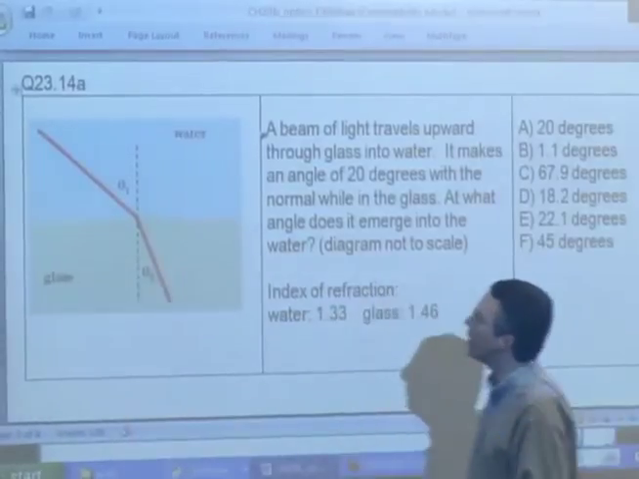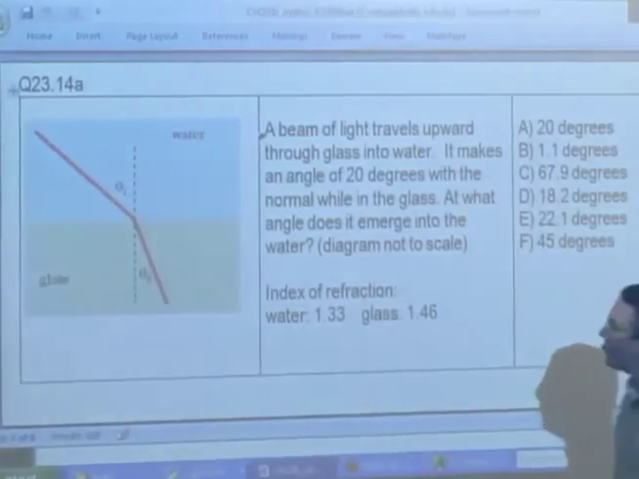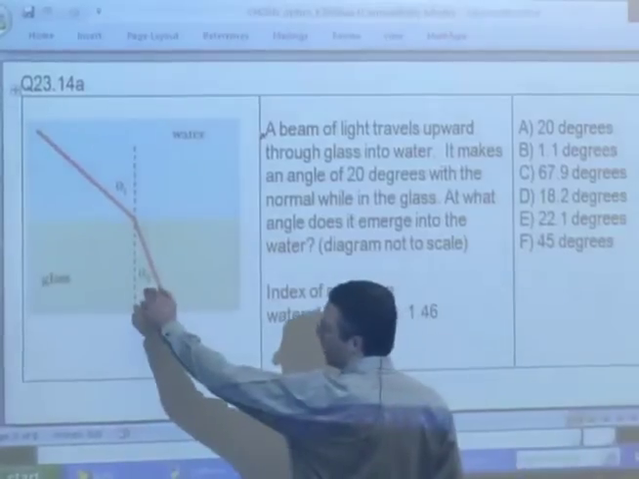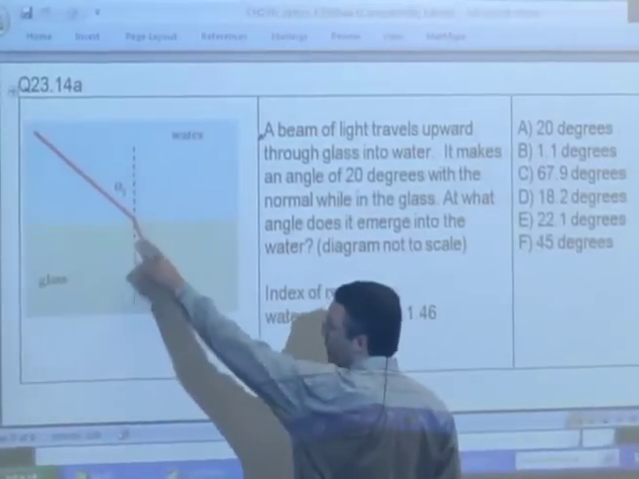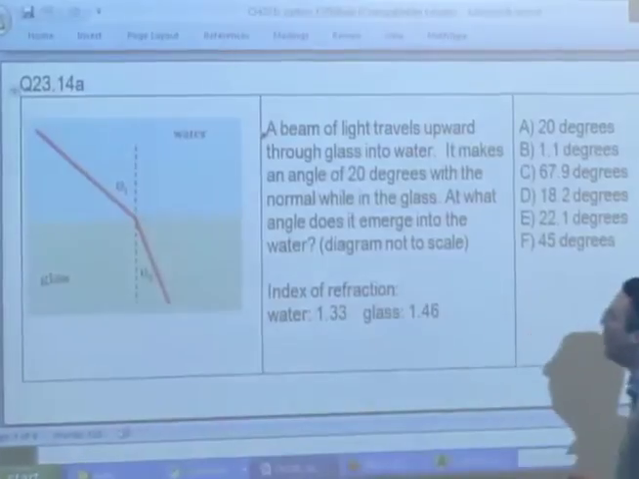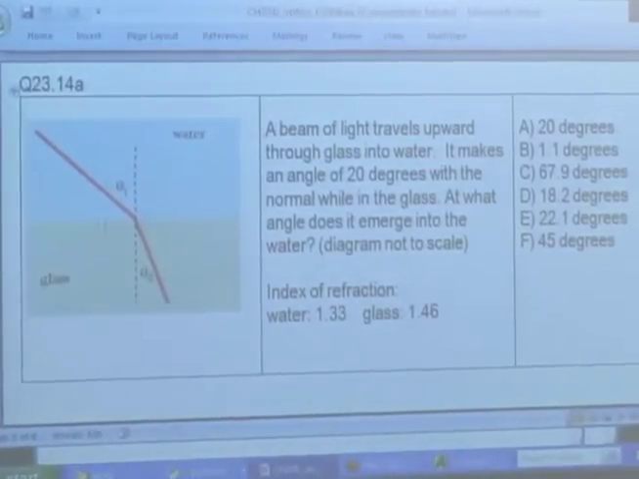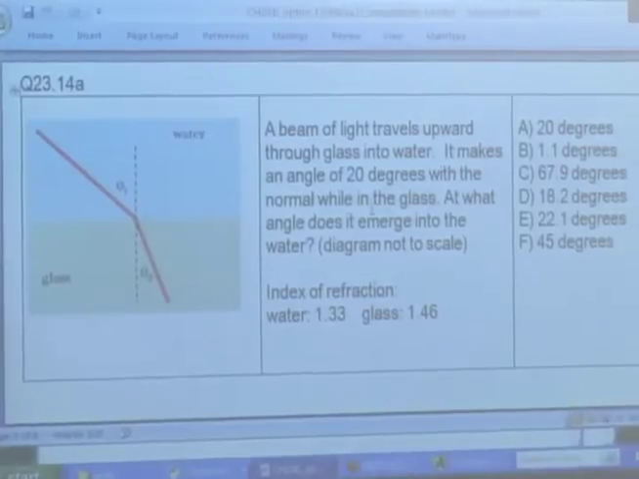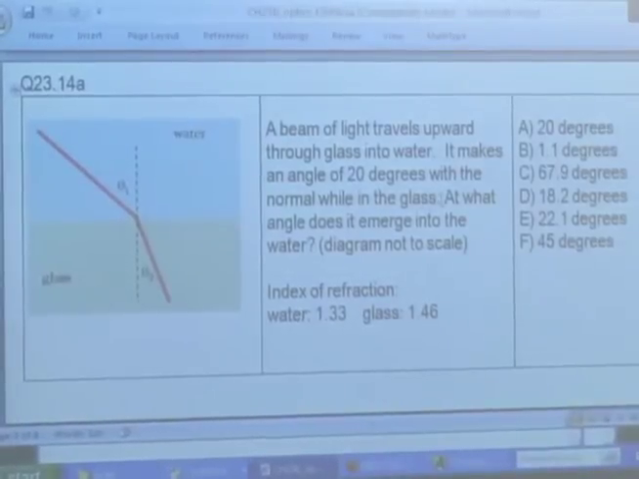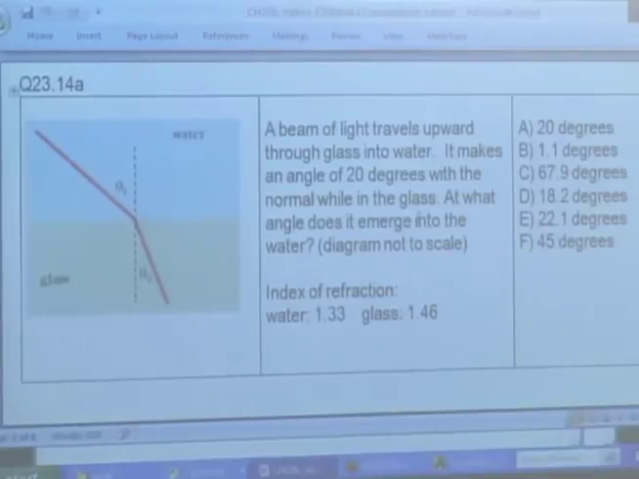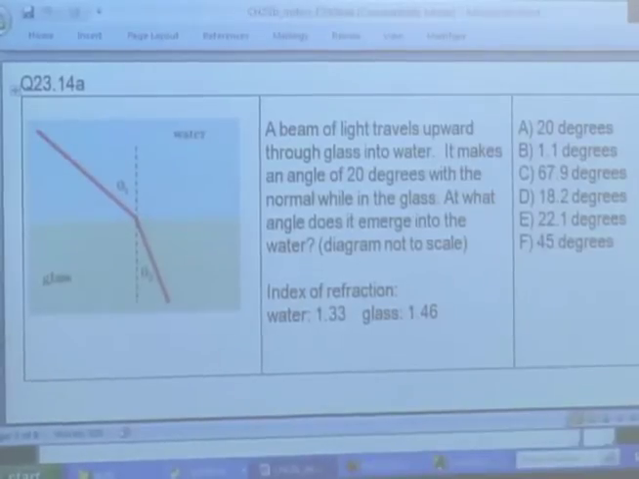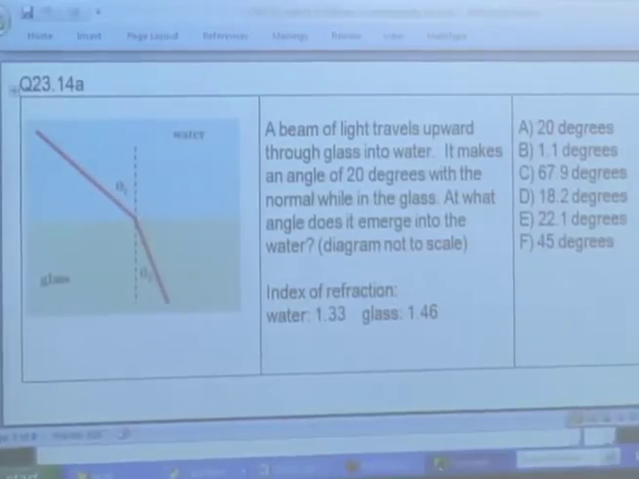Now, the subscripts, you've got to be a little bit careful here. Theta 2 is referring to the angle in glass. Theta 1 is the angle in water. And theta 1 is the thing we're trying to find. Okay, so it makes an angle of 20 degrees with the normal while in the glass. At what angle does it emerge when it goes into the water? And again, the diagram's not to scale. Indices are 1.33 for water, 1.46 for glass. Let's try it out, see what we get.